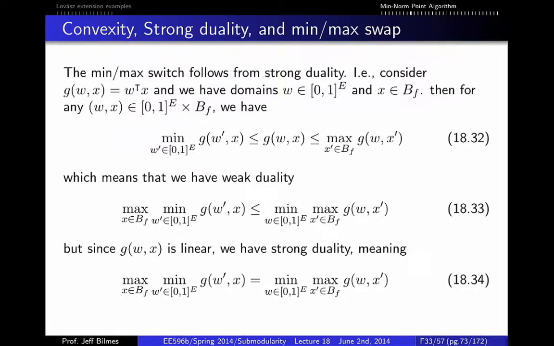Now why can we do the min-max swap? It follows from strong duality. Basically, we've got this function g of w, x, which is a dot product. W is in the hypercube, x is in the base.